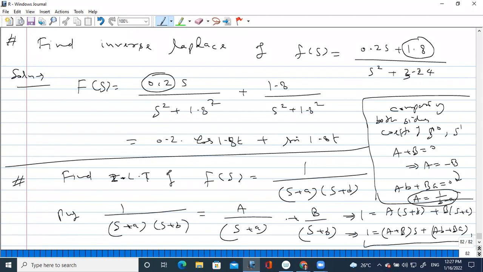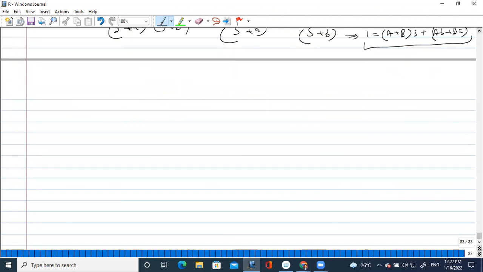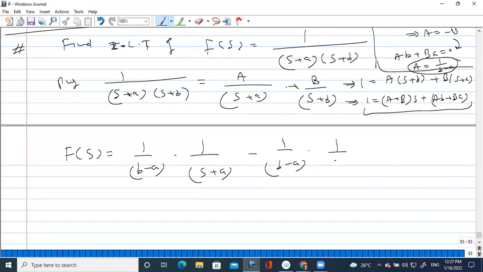Done, sir. So your F(s) will become now this. So F(s) will be, A value is 1 upon b minus a, into 1 upon s plus a, and minus 1 upon b minus a into 1 upon s plus b. So now you can find out the Laplace inverse.